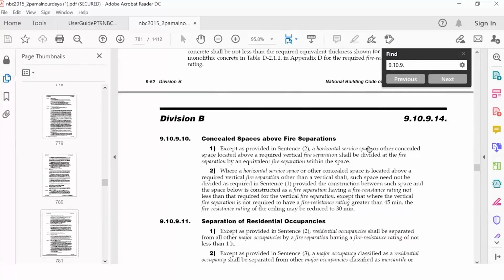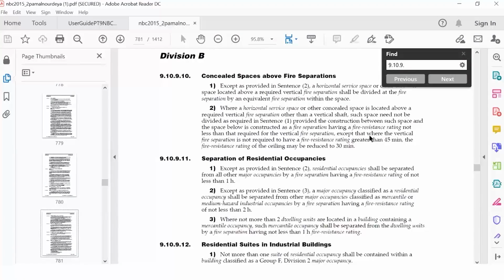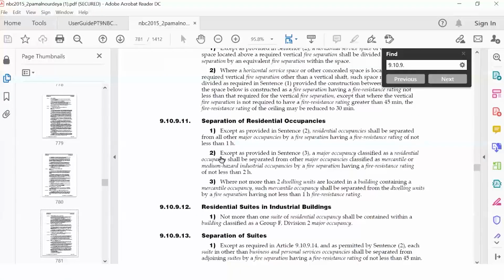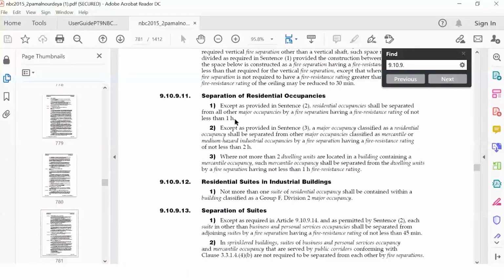And of course, here we've got all the separation provisions related to fire separations. Here, this is what I wanted to get to, 9.10.11, separation of residential occupancies. You saw the table; the table summarizes for us the requirements. But again, all residential occupancies shall be separated from all other major occupancies. So this is major occupancy separation in Part 9, by a fire separation having a fire resistance rating not less than 1 hour.